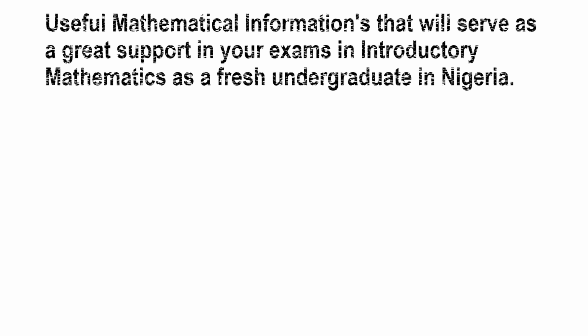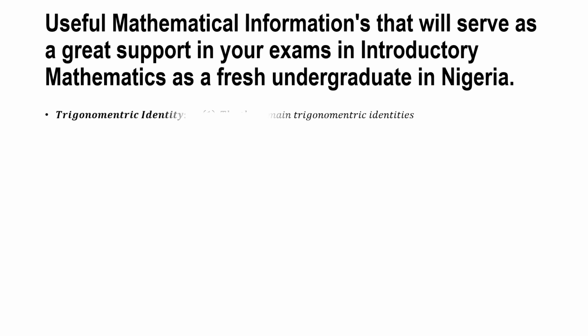So useful mathematical information that will serve as a great support in your exams in introductory mathematics as a fresh undergraduate in Nigeria. So let's look at the trigonometry aspect. Trigonometric identities, the three main trigonometric identities. The first one is sin square theta plus cos square theta equals 1. Note it down.